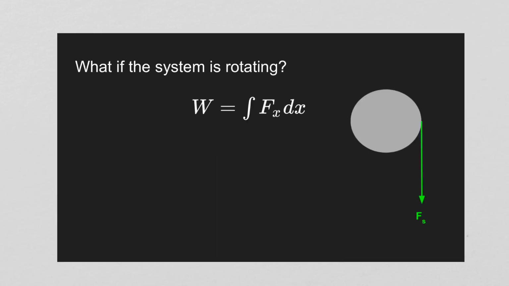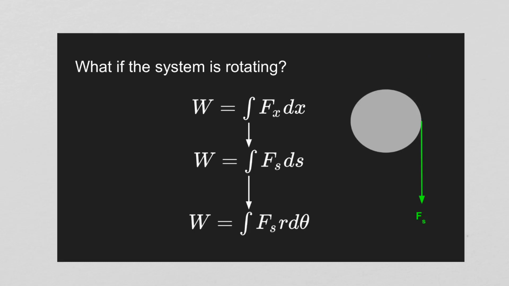Well, let's look at this. What if your system's rotating? Well, we know when we rotate, we are more concerned with this s direction. So instead of F_x dx, our work is going to be the integral of F_s ds. And ds we can write as r dθ. Then we can pull out this little term right here, and we'll talk about that in a little bit.